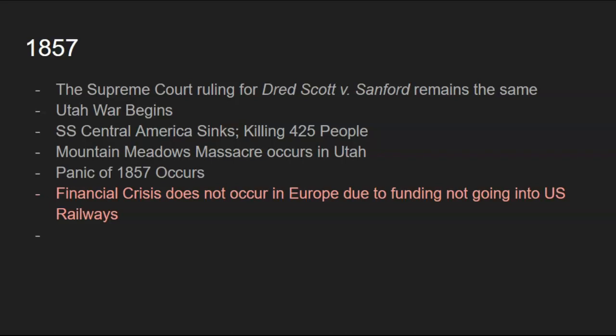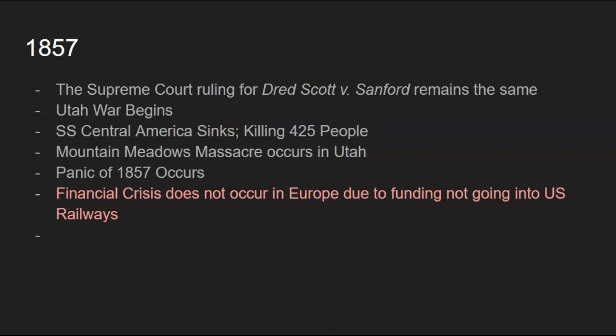If you don't know what Dred Scott versus Sanford is, essentially stating that former slaves and slaves have no rights as citizens. That's essentially what I got from it. In Utah, the Utah War begins. If you don't know what the Utah War is, it's essentially like a mini civil war within the country between Mormons and non-Mormons. That's essentially how I got it.